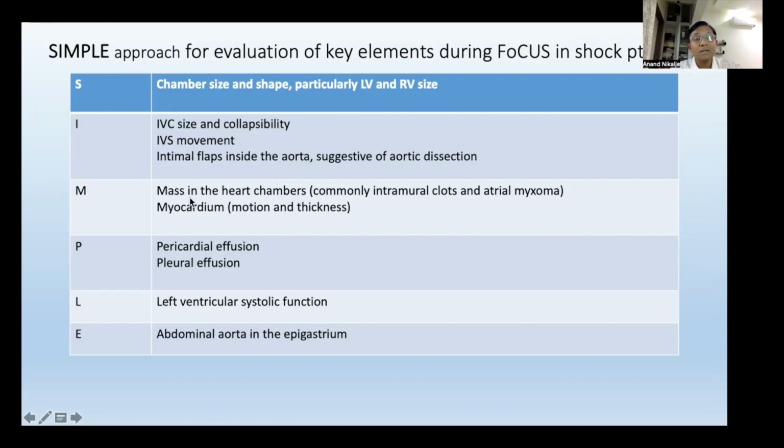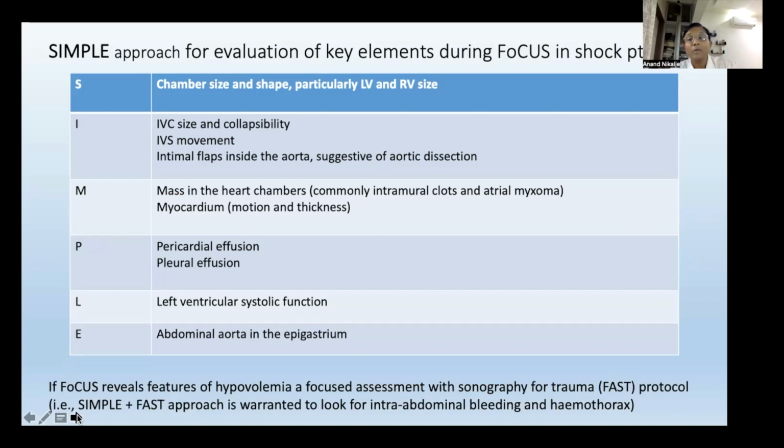M stands for mass in the heart, commonly intramural clots or atrial myxoma, or myocardial motion. That is, if a patient is having a motion abnormality, we are actually dealing with a condition like acute myocardial infarction. Then P stands for pericardial effusion and pleural effusion, L for left ventricular systolic function, and E stands for abdominal aorta in the epigastrium. If you look at the epigastrium, you can look at the abdominal aorta and diagnose aortic dissection or aneurysm. So this is the SIMPLE protocol for the diagnosis of a shock patient.